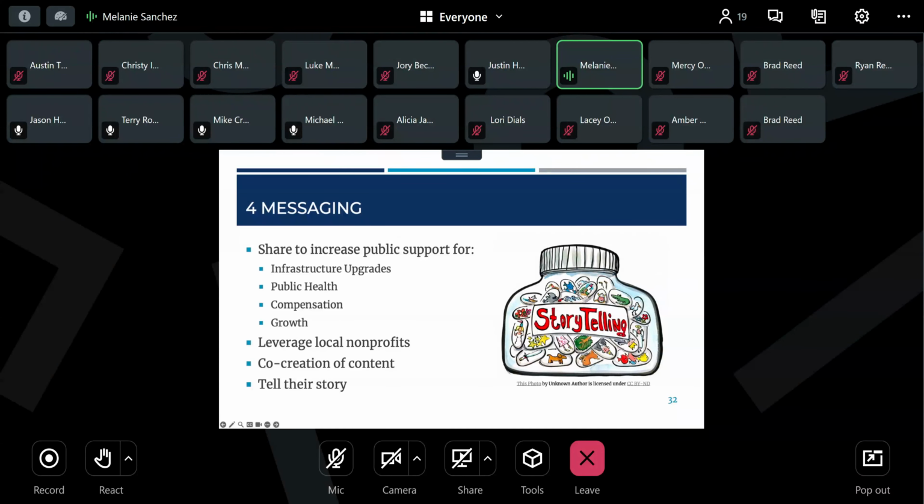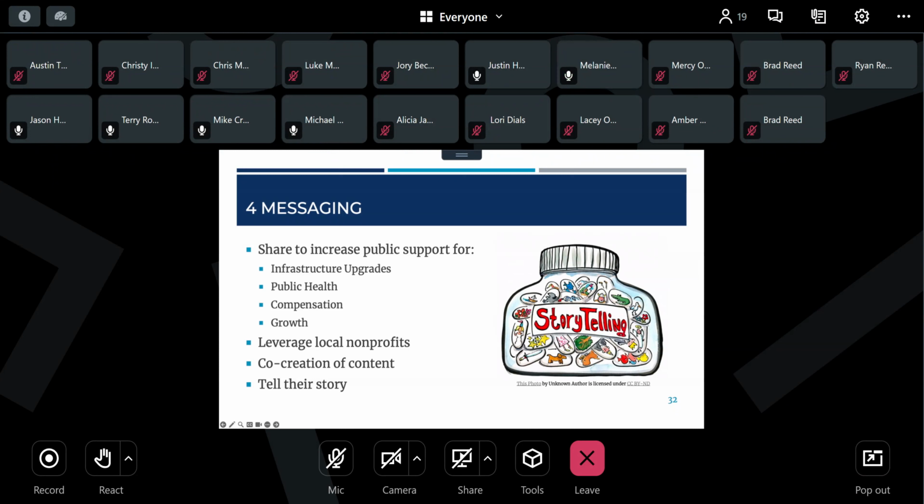And then illustrating how infrastructure investments lead to growth. It's a win-win situation for both the community and the economy, right? More jobs, more businesses, and more opportunities. Leveraging local nonprofits. Again, we kind of touched on this, but you can partner with them and share your mission, and they can help amplify your message, engage the community, and provide some valuable support.